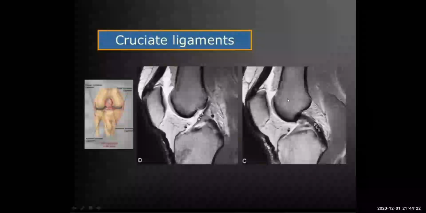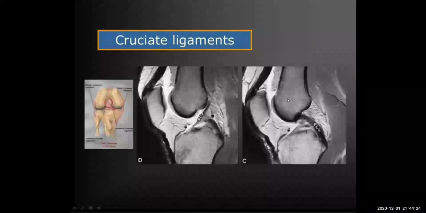The cruciate is an intra-articular structure. We have a set of two: the anterior cruciate ligament and the posterior cruciate ligament. Whether it is anterior or posterior is usually related to the tibial insertion.